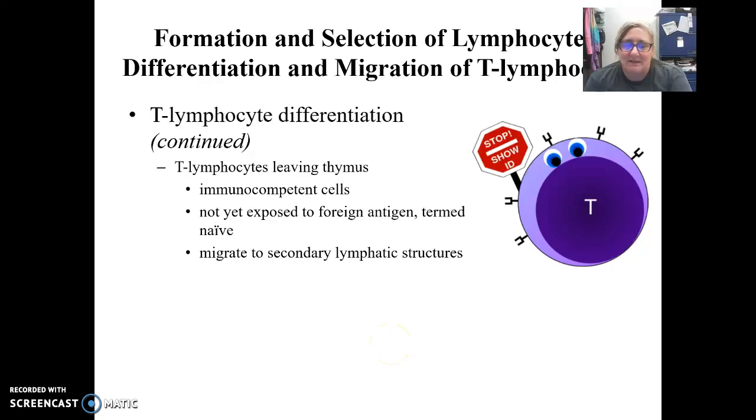And once the T lymphocytes have gone through their positive and negative selection and have lost the receptors they no longer need, they're going to be considered immunocompetent naive cells that are going to go to lymphatic tissues, and they're going to wait for the first time they come in contact with a specific antigen that they can react to.